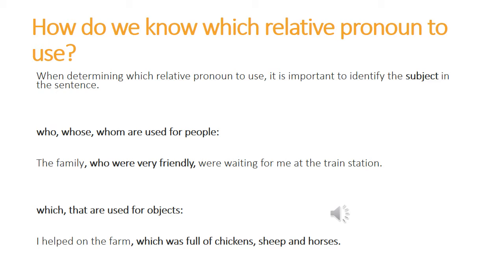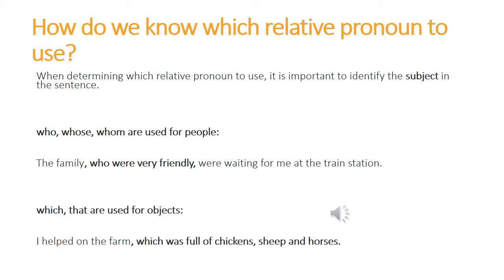Notice that the relative clause comes directly after the subject I'm referring to. This is important, otherwise it wouldn't make sense. What happens if I put the relative clause at the end of this sentence? The family were waiting for me at the train station who were very friendly. It sounds like I'm talking about the train station being friendly.